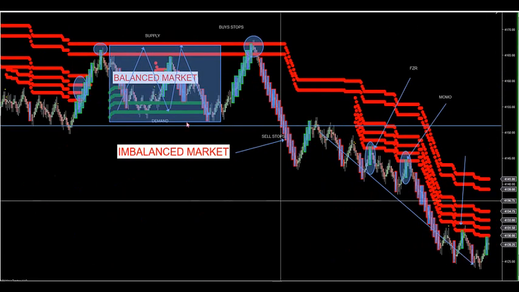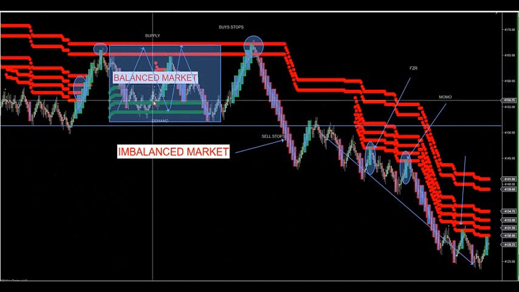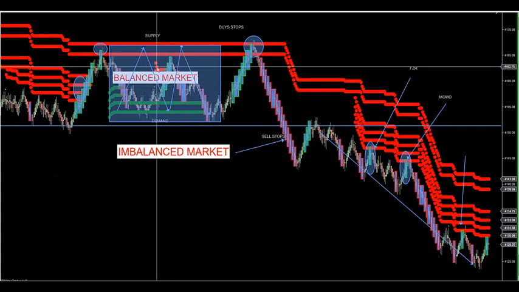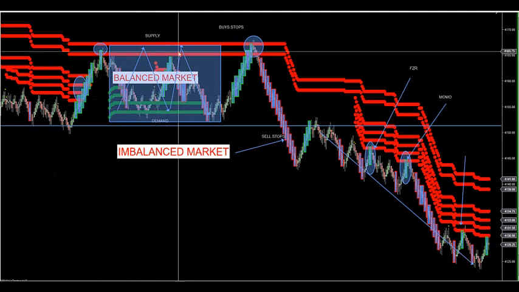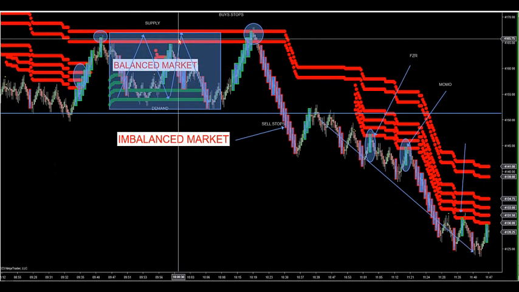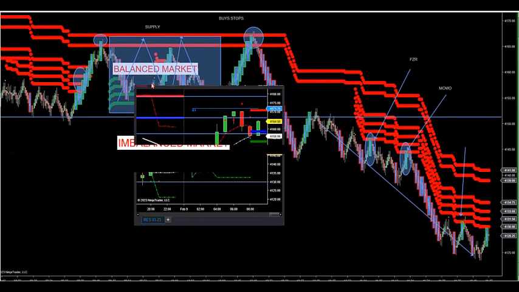So what you want to do is wait. If you're in a balanced market, do you think you're going to have a big runner in a balanced market? Absolutely not, because you've got underlying demand and overhead supply. So if I now get overhead supply and I've marked up my previous points of control.